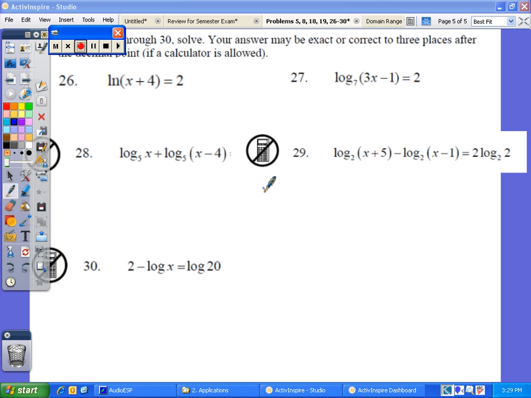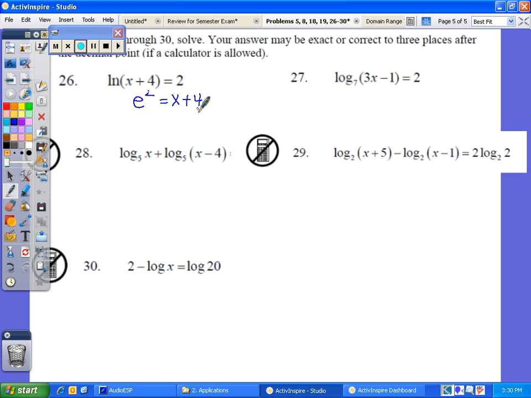X plus 4 is 2. Now I want to get to the answer. So the best way to accomplish this is to re-express this problem exponentially. So you know that the natural log means base e. This is your exponent. This is your answer.